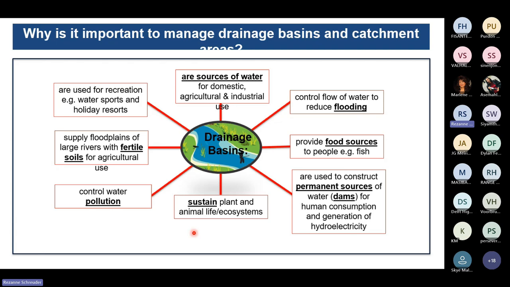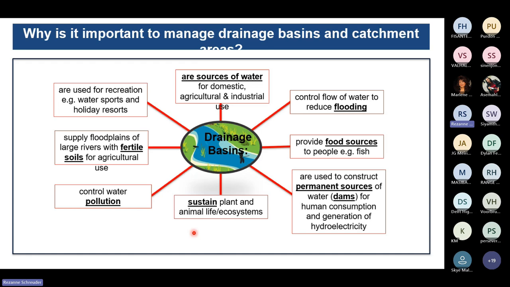The floodplains of the large rivers have fertile soil for agricultural use. So what happens in the floodplain is that where the river used to flow, it deposited fertile soil. On map work specifically, you will see that you will have your perennial river, and then you will have level land next to that river. And the level land next to that river will nine out of ten times be covered either by orchards and vineyards or cultivated land. Then the drainage basins are also used for water sports and holiday resorts.